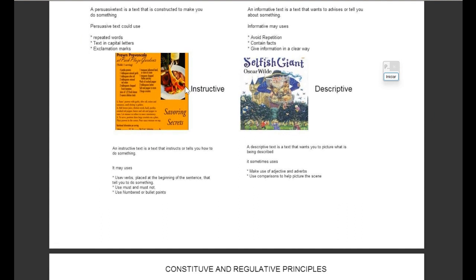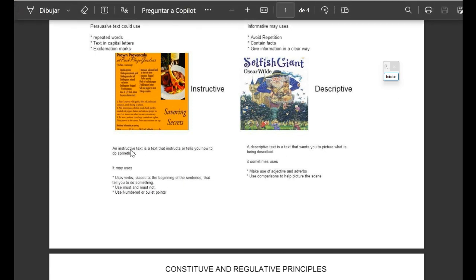So then we have the instructive. The instructive text is a text that instructs or tells you how to do something. It may use verbs, especially imperatives. They are placed at the beginning of the sentence. They used to use modals like must and must not, and they use numbered or bullet points.